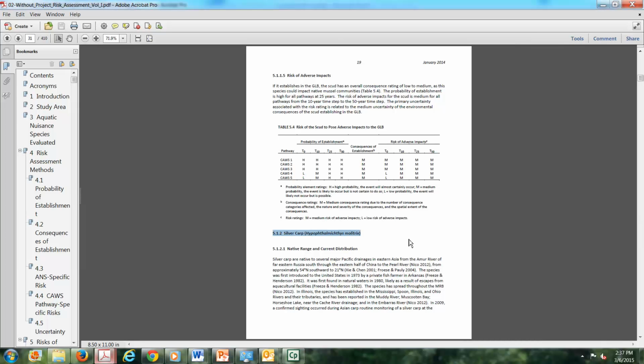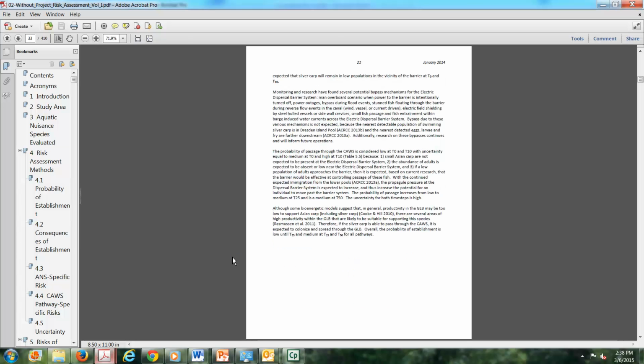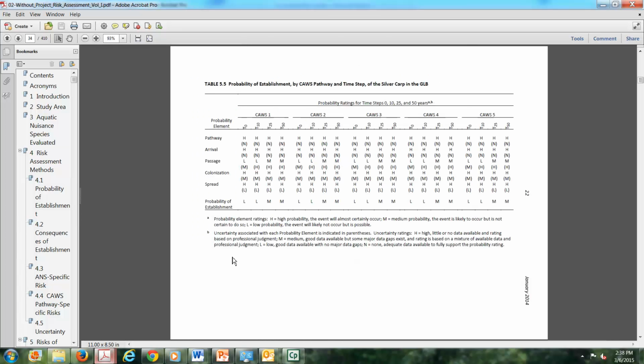So what you'll see here is a summary of the evidence that was available to help the risk assessors rate those consequences and the probability of establishment. So, for example, this begins with the discussion of the native range and the current distribution of the silver carp. Its life history and ecology are included, and then it turns to the probability of establishment. This is where the specific information that was used to come up with these ratings for the 5 components is found.